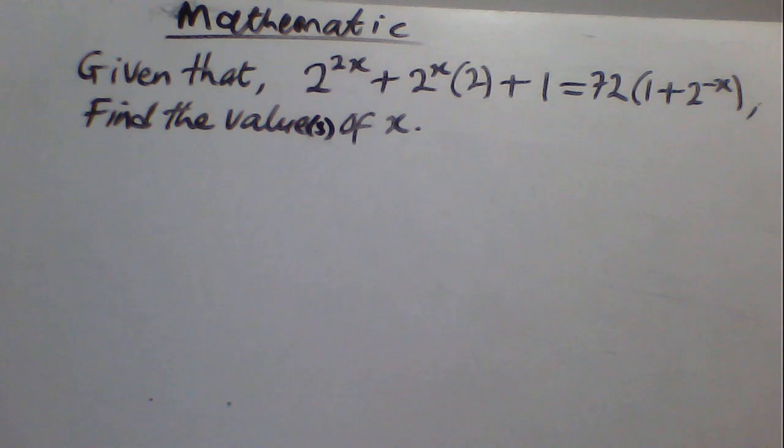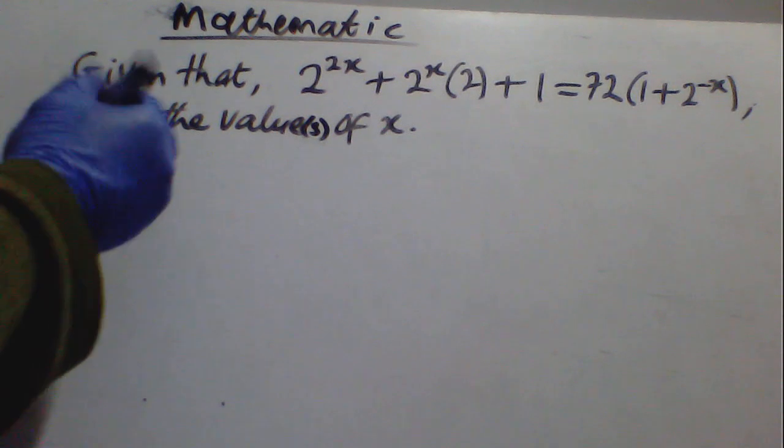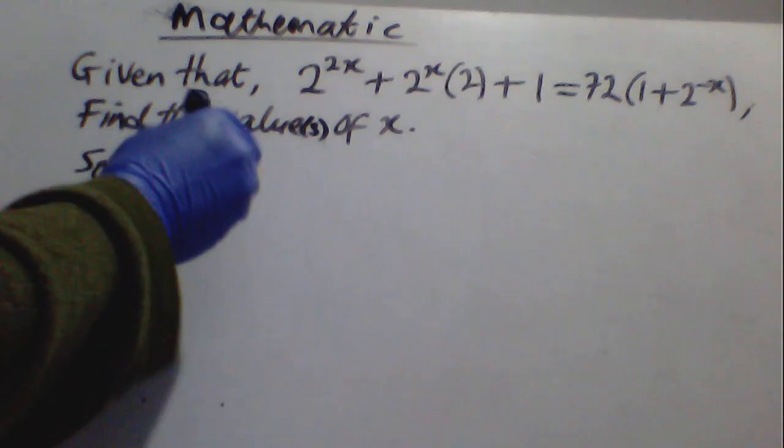Good evening, students. You are given that 2 to the power of 2x plus 2 to the power of 2x multiplying 2 plus 1 is equal to the product of 72 and 1 plus 2 to the power of minus x. You are required to find the values of x. So you see, x is in brackets. That means it may be one or more than one value of x that satisfy the equation. So the first thing you have to do is to assign a new variable to simplify it.